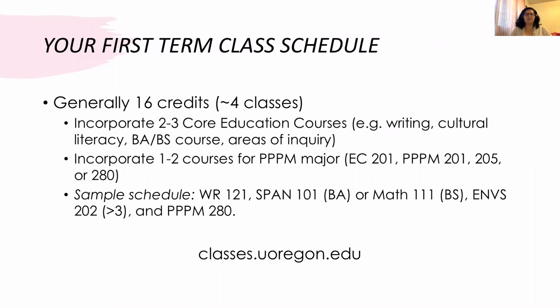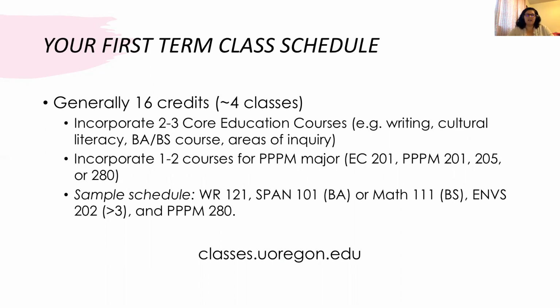Some good 3PM courses to at least keep in mind for your first year are Economics 201, 3PM 201, 3PM 205, 3PM 280, and maybe an elective or 2 for 3PM. But generally, you want to register for 16 credits each term. You want to incorporate 2 to 3 core education classes, and that can include writing, the cultural literacy requirement, the Bachelor of Arts or Bachelor of Science requirement. So that would be like Spanish 101 as an example, or Math 111, another example, or any areas of inquiry courses that you may need. You also want to incorporate 1 to 2 3PM courses for the major.